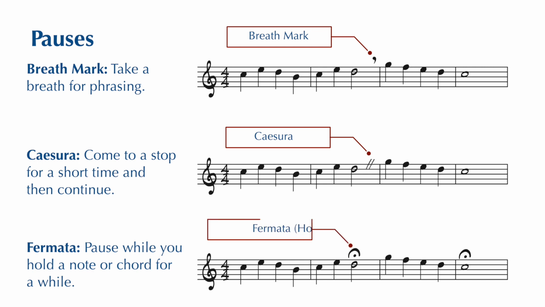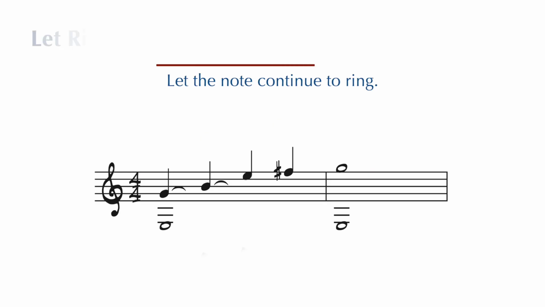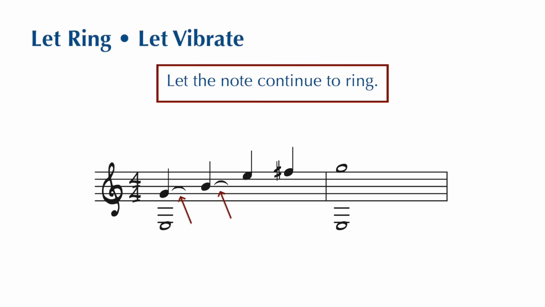A fermata, or hold, above a note means to hold out that specific note or chord for a while. This little marking is a let ring or let vibrate marking. It means to let the string or note continue to ring, and you'll sometimes see it paired up with an LV or LR marking.